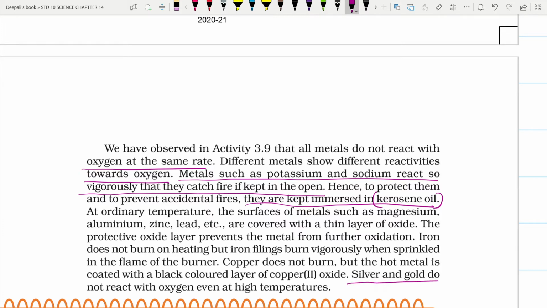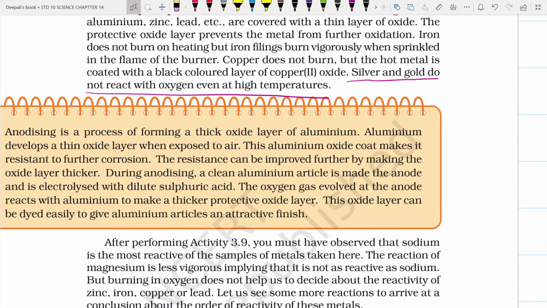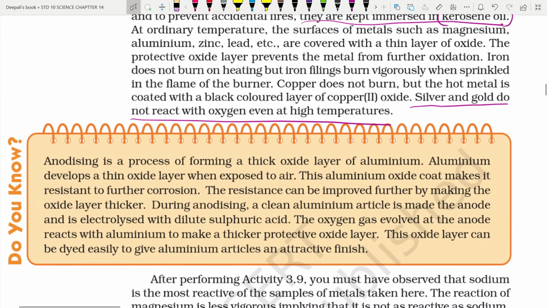So, we can say that the reactivity of metals with oxygen varies from metal to metal, and we can see what type of oxides they form, some basic and some acidic, and they give amphoteric oxides.